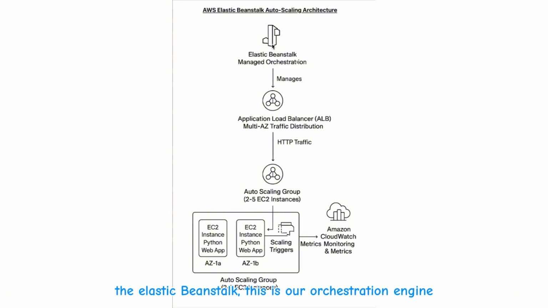Here is Elastic Beanstalk. This is our orchestration engine. It automatically handles deployment, capacity provisioning, and health monitoring. Think of it as the conductor that manages all the underlying infrastructure so that we can focus on our application code. The next one is the application load balancer. That is our traffic distributor. It performs health checks, routes traffic across multiple availability zones, and ensures no single instance gets overwhelmed. If an instance fails, it is automatically removed from service.